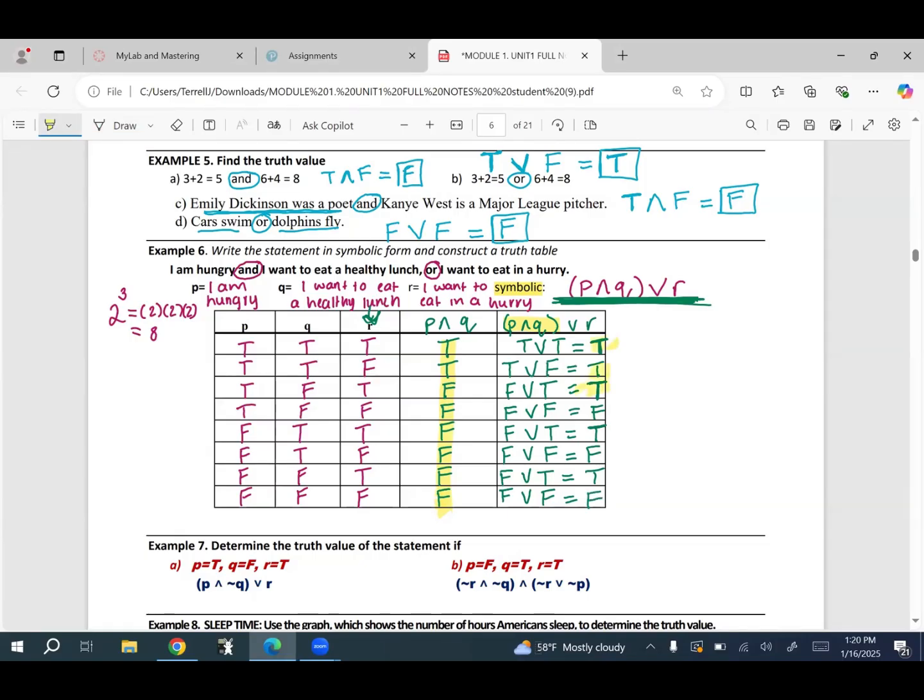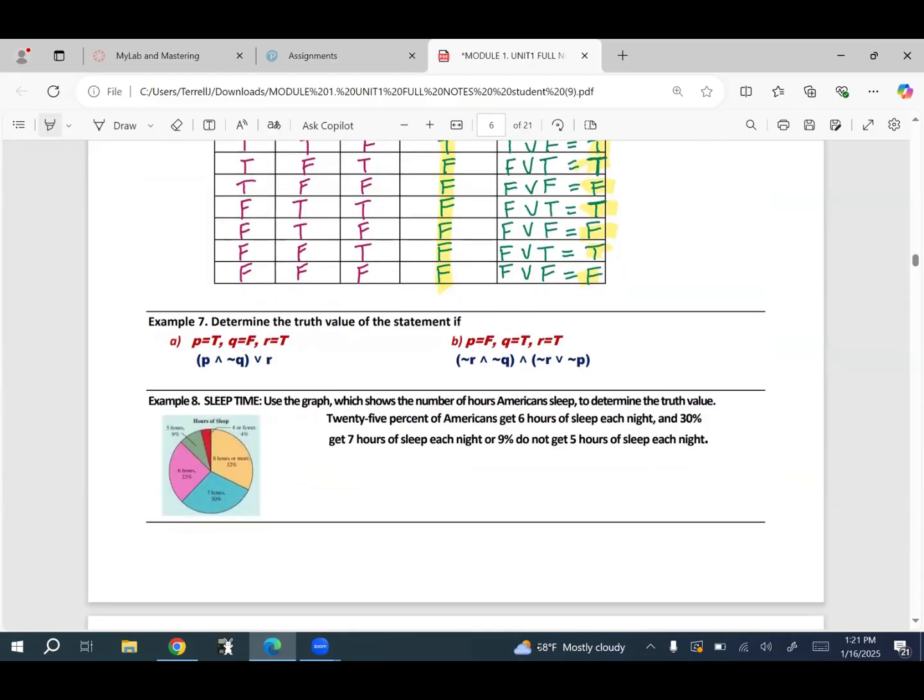These that I'm highlighting are the answers. There's not one answer because remember, a truth table is giving you all the possibilities. So these are all my final possibilities. Let's look at the next example.